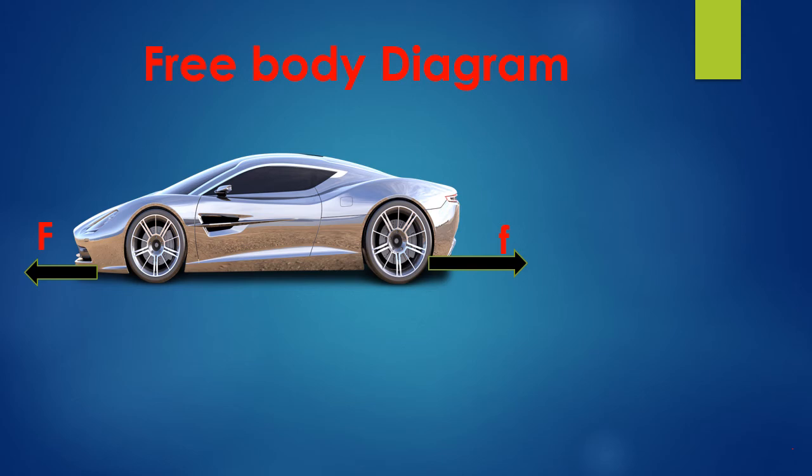According to the sign conventions, the force which is acting on the right side should be taken as positive, and the force which is acting on the left side should be taken as negative. So, the net force along the x-axis is F net x equal to small f minus capital F, that is, frictional force minus applied force. That gives the net force along the x-axis or horizontal direction.